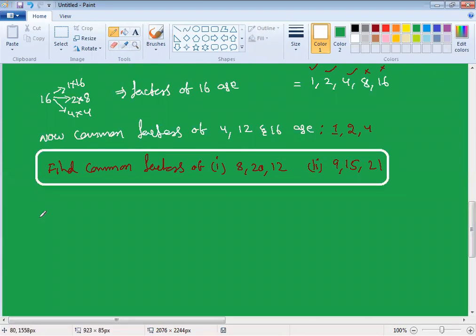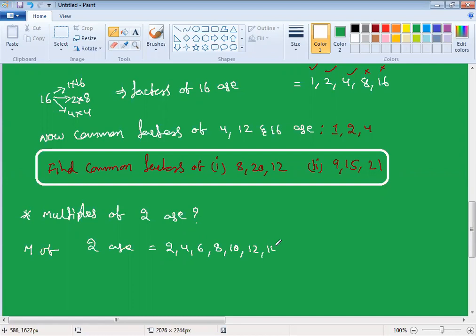Now come to multiples. Multiples of 2 are: here we can write the 2 table first of all. 2 ones are 2, 2 twos are 4, 2 threes are 6, 2 fours are 8, 2 fives are 10, 12, 14, and so on. So these all are called multiples of 2.